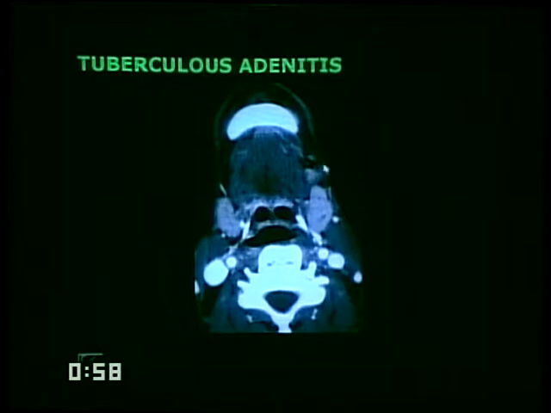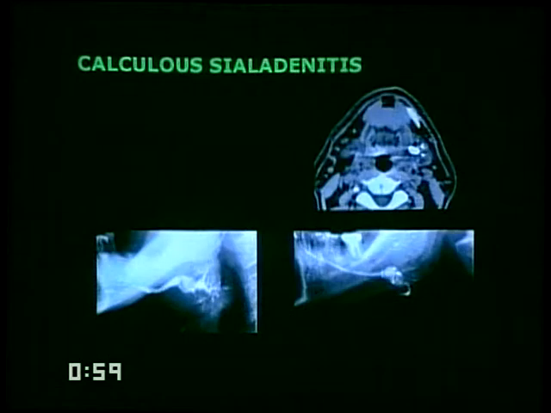Tuberculosis, often seen in the anterior compartment of the neck. Infiltration of the fat around the lymph node indicates it's an abnormal lymph node. Nothing specific to indicate that this is tuberculosis versus a metastatic focus. Very, very non-specific, but sensitive.